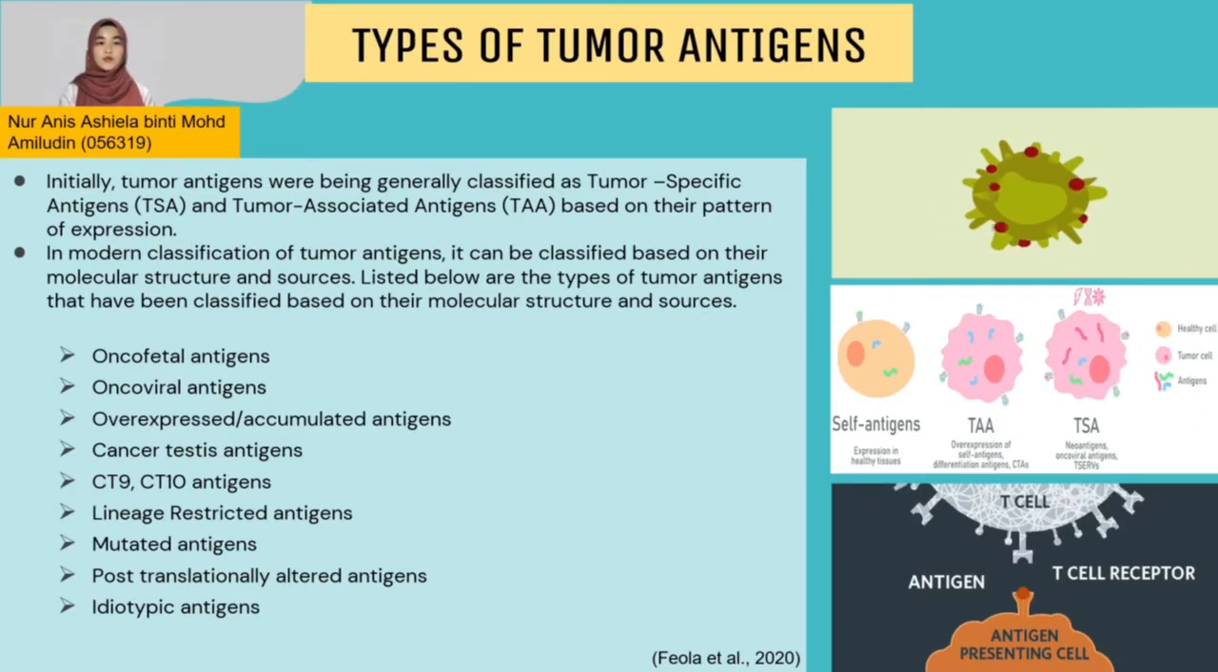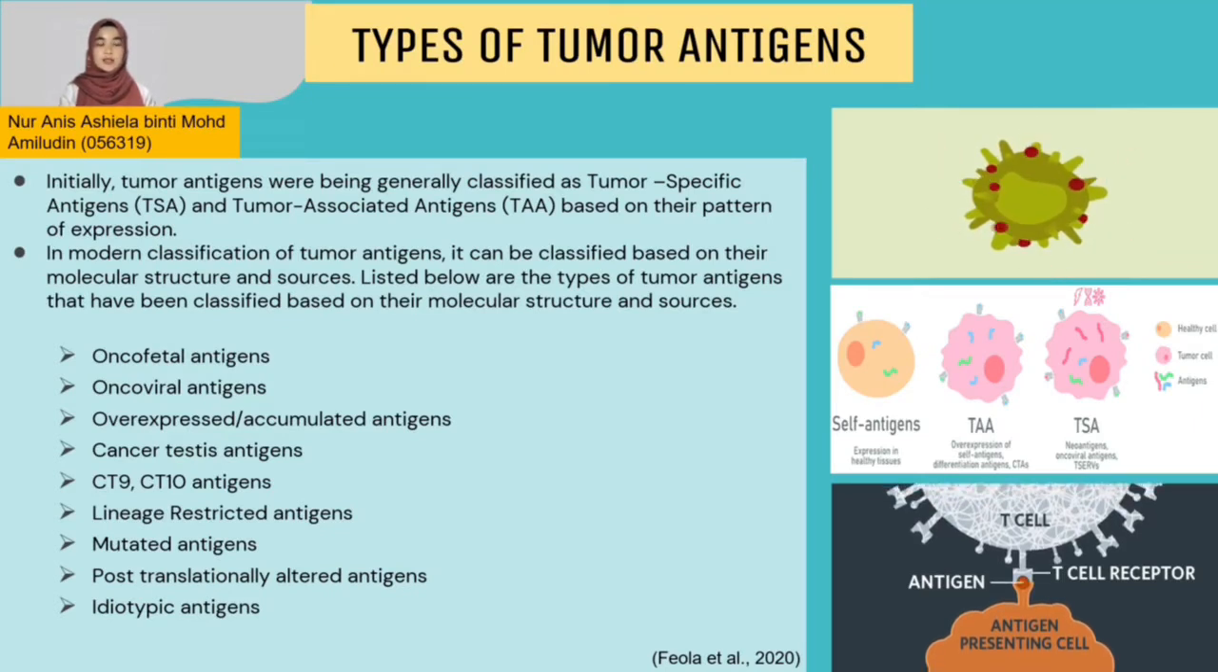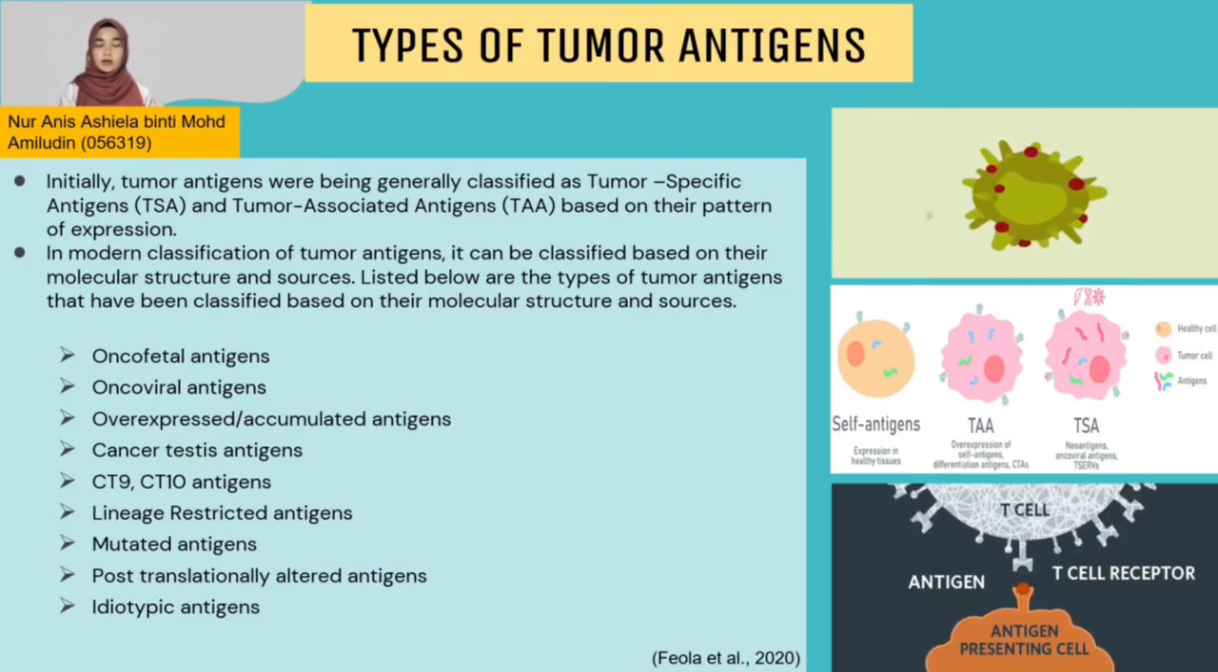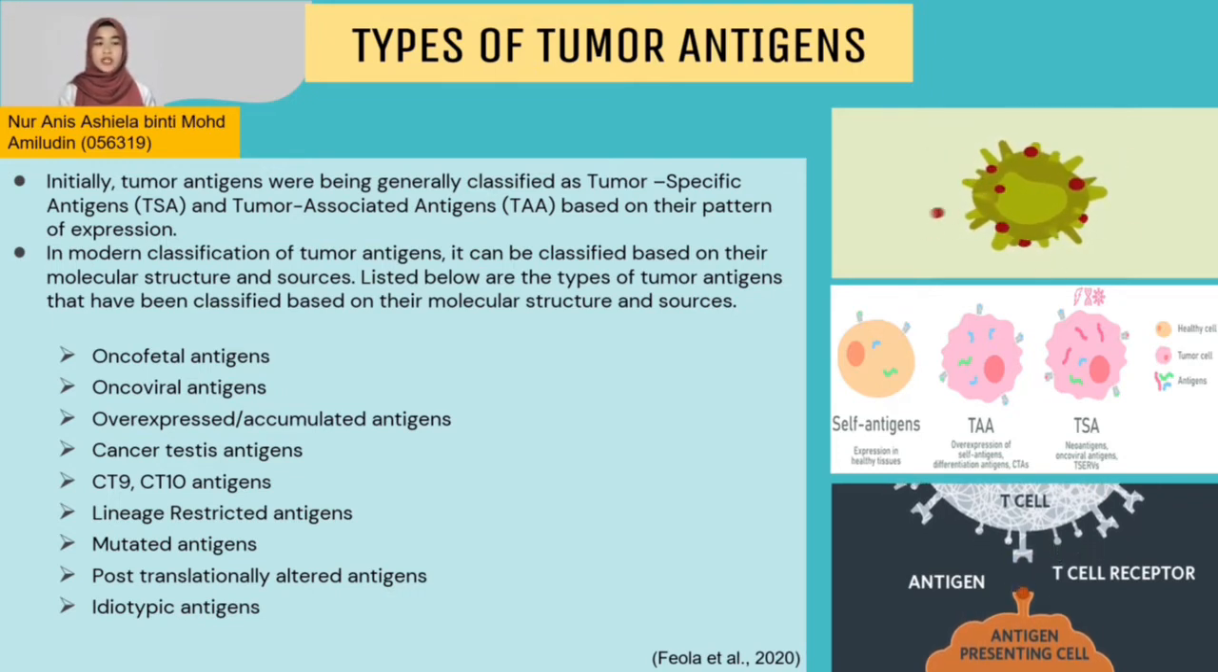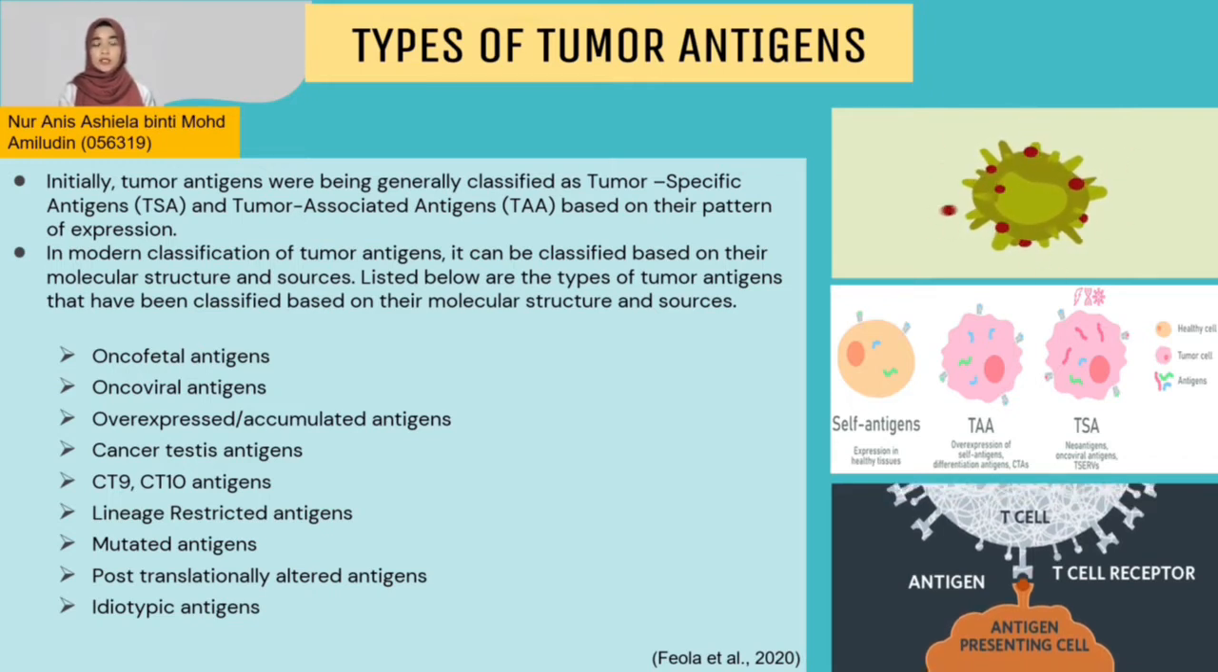For the first question, we will discuss the types of tumor antigen. Initially, tumor antigens were generally classified into two types, which are tumor-specific antigen and tumor-associated antigen, based on their pattern of expression. However, this type of classification is imperfect because many antigens thought to be tumor-specific antigen turn out to be expressed on some normal cells as well.